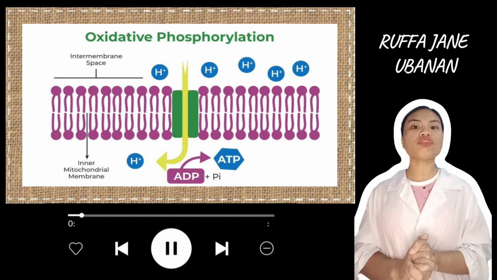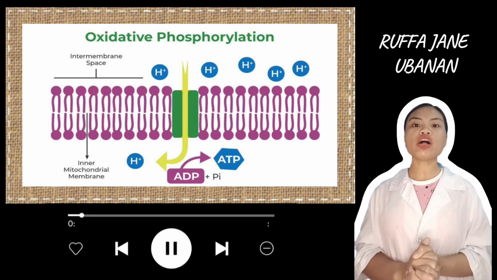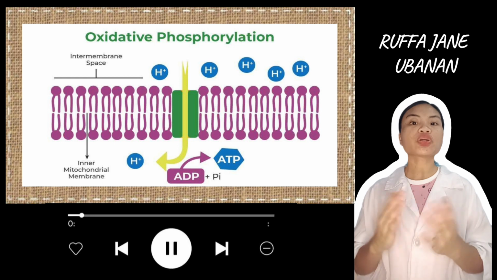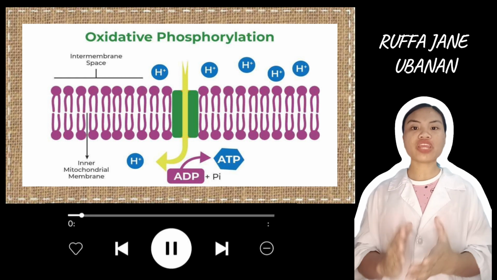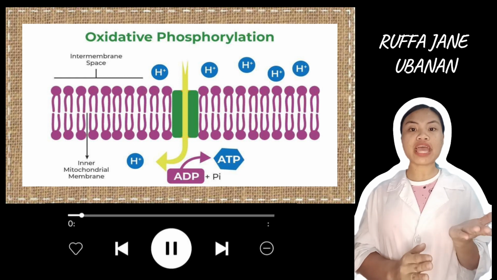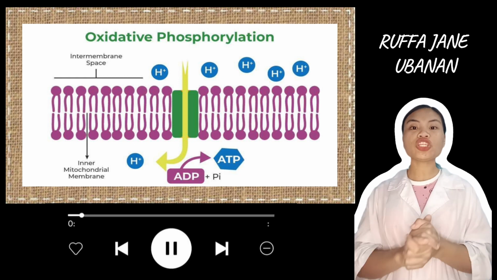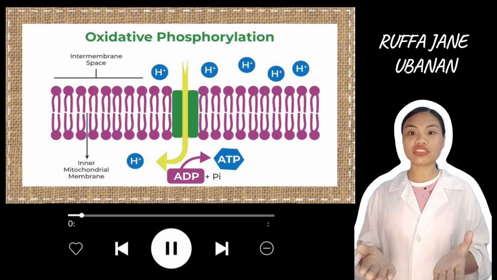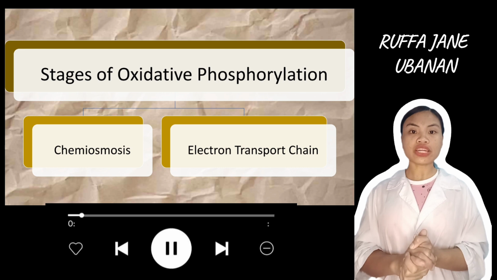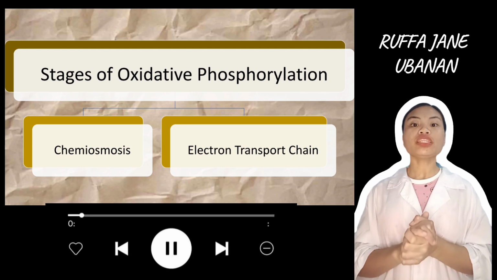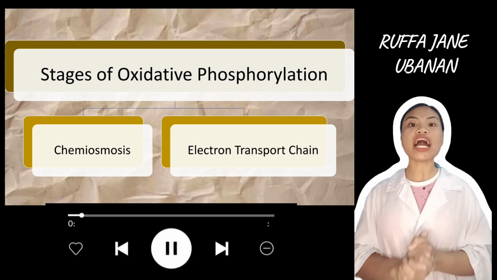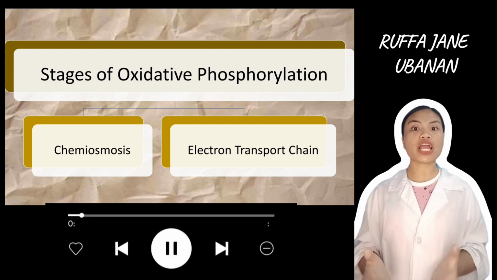The structure of oxidative phosphorylation involves the movement of protons across the inner mitochondrial membrane, creating a proton gradient. This gradient is then used by ATP synthase to convert ADP and Pi into ATP, which is again the primary energy currency of cells. And on our next slide, we have the two stages of oxidative phosphorylation, which are chemiosmosis and the electron transport chain.